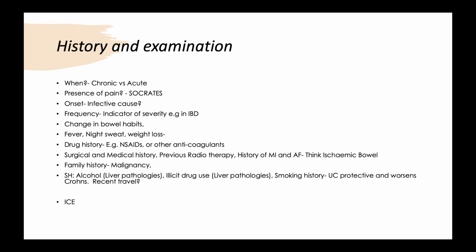And if they've got a history of AF and you see this in the exam, the answer will always be ischemic bowel disease, always. And then you also want to obviously inquire about family history of malignancies. And then social history wise, obviously mostly to do with liver conditions: alcohol, illicit drug use, as hepatitis or liver pathologies can lead to things like portal hypertension, and then lead to varices. And then smoking history is important for UC and Crohn's.